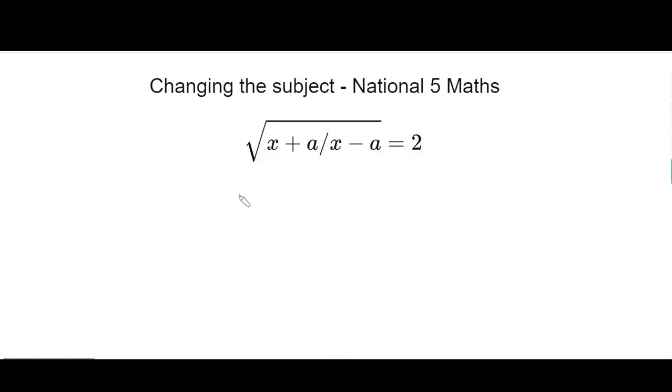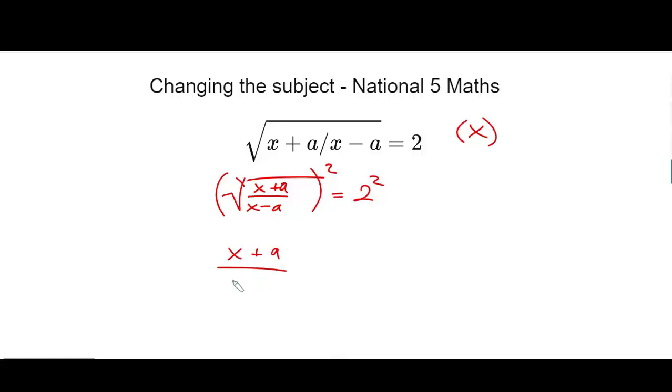Okay, so this one's quite tricky. So this reads as the square root of (x plus a) divided by (x minus a) is equal to 2. So we want to have x as the subject. So again, let's square this side to get rid of the square root. And we've also got to square this side, so that will give us (x plus a) divided by (x minus a) is equal to 4.